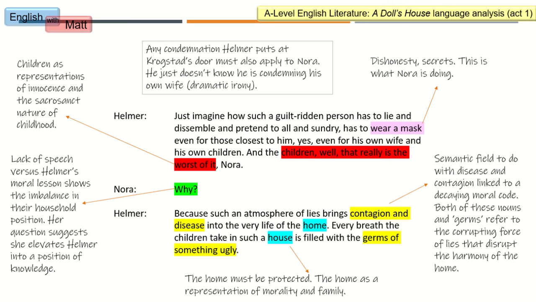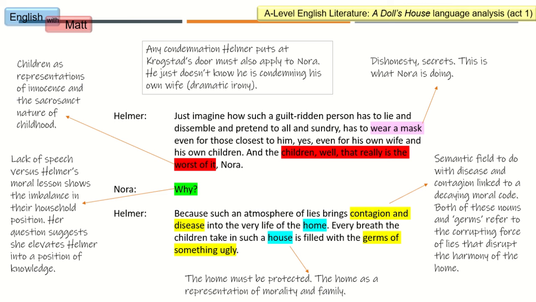But again, just to recap, this is such an important passage because of the level of irony and dramatic irony here. Halma is criticising Krogstad, but actually he's also, without realising it, criticising his wife. And therefore, from an audience perspective, the tension and the suspense begin to build, and that house gradually becomes more and more claustrophobic and oppressive.